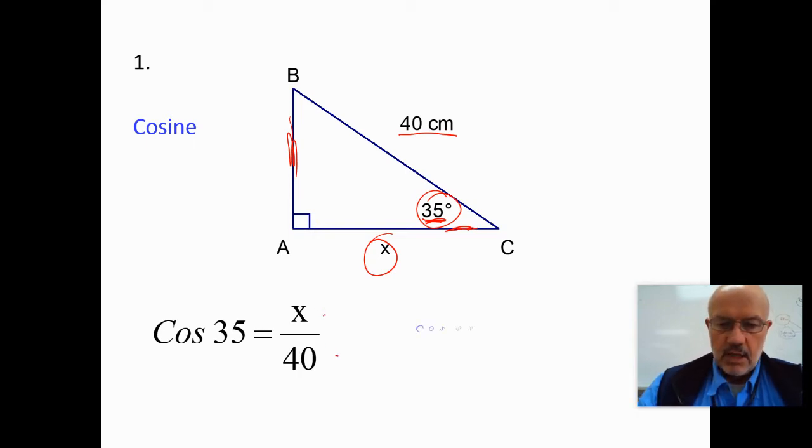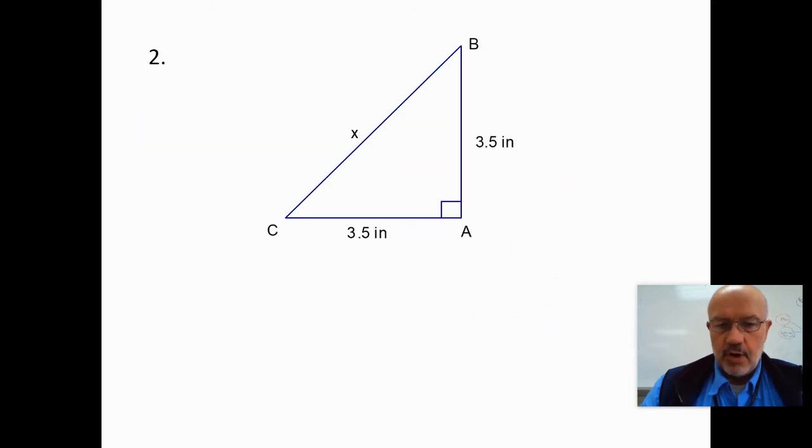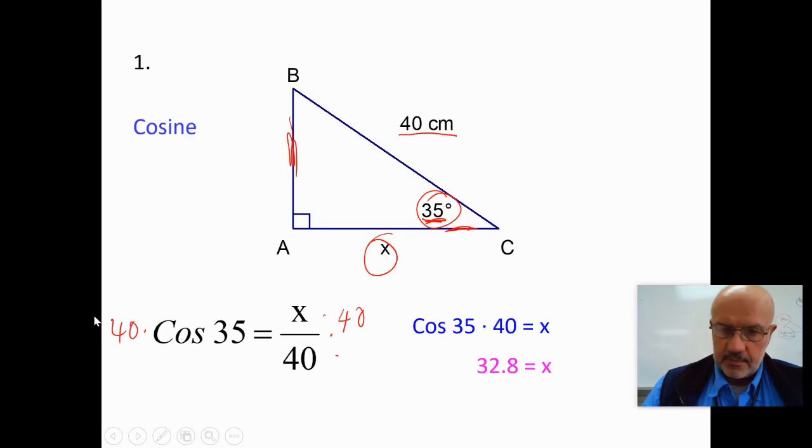Okay. So then what? Then we will multiply both sides by 40, giving us this equation here. Cosine of 35 times 40. I actually prefer 40 times the cosine of 35, just because you run into fewer calculator problems when you do. 32.8. Oops, let's go back.